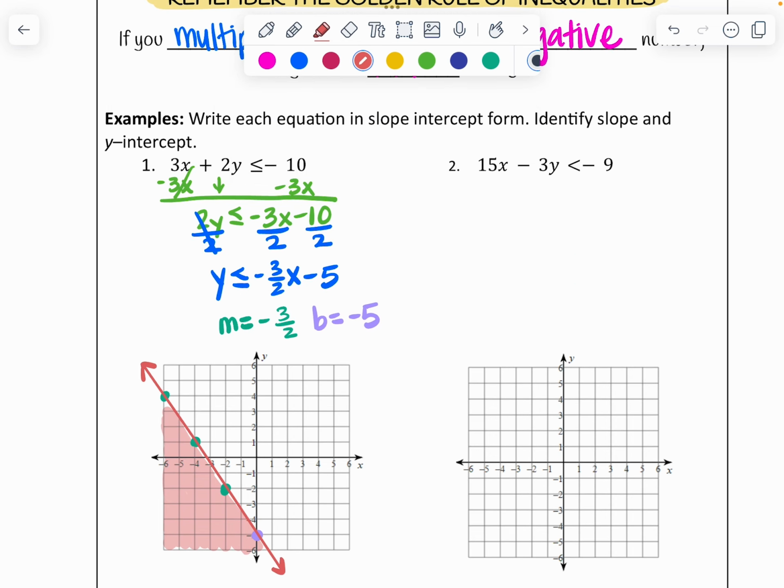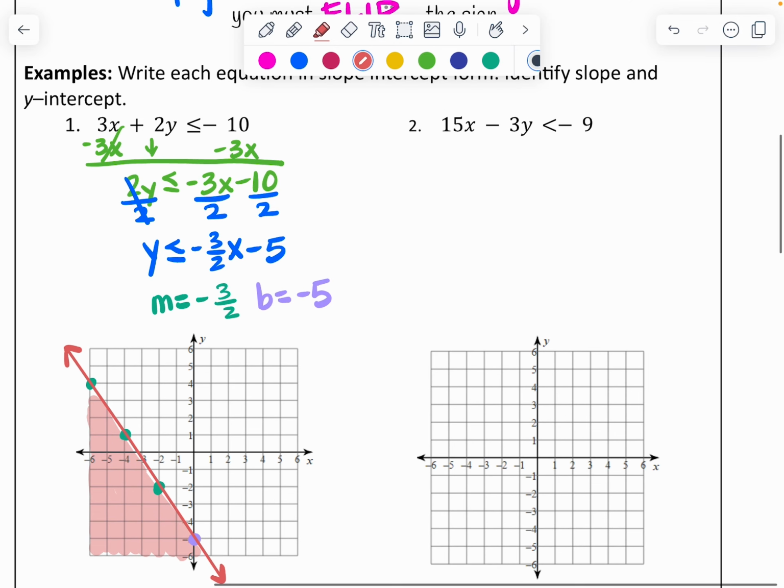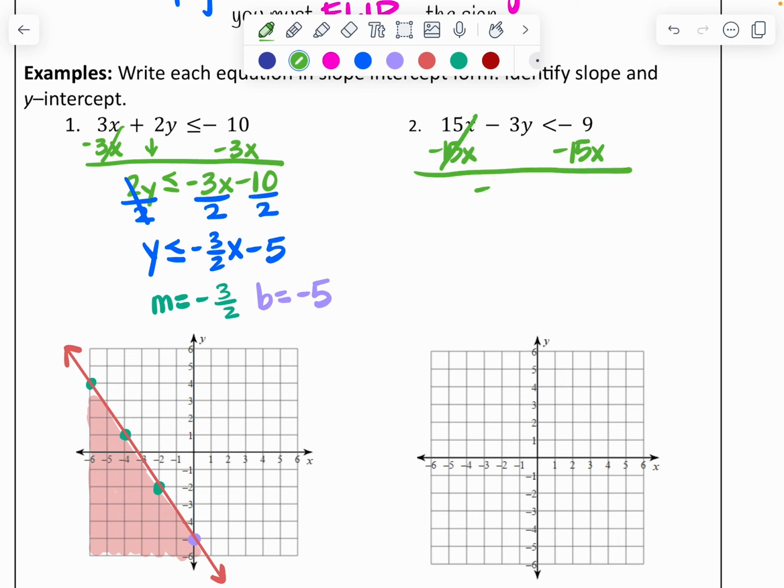Okay, number 2. 15x minus 3y is less than negative 9. So first step is subtract 15x. Negative 3y is less than negative 15x minus 9. Divide by negative 3. Now, I just divided by a negative number.